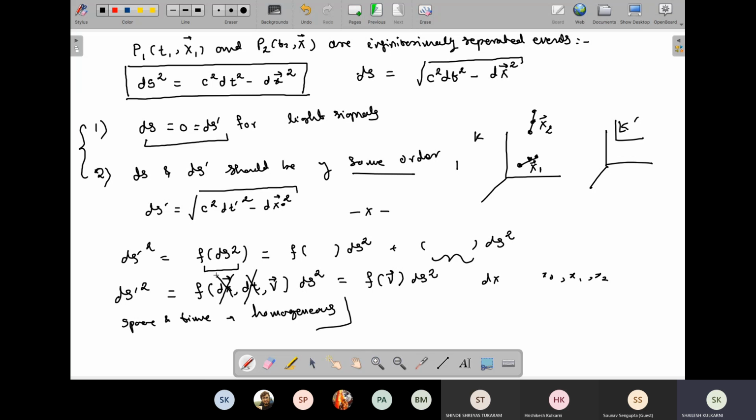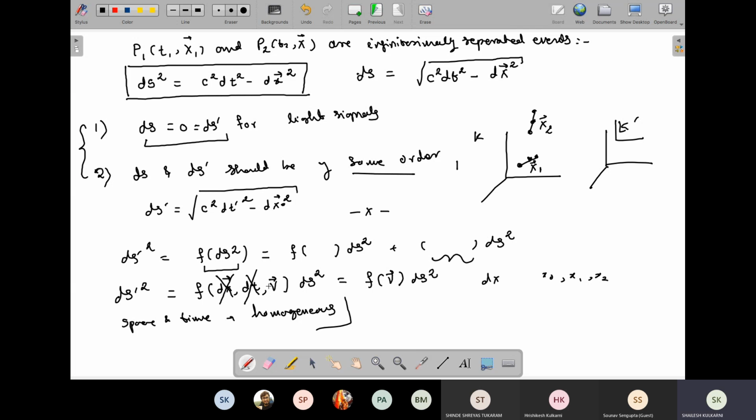I want to determine what this function is. To begin with, this function may depend on where you are measuring these events, that is dx and dt, and velocity.